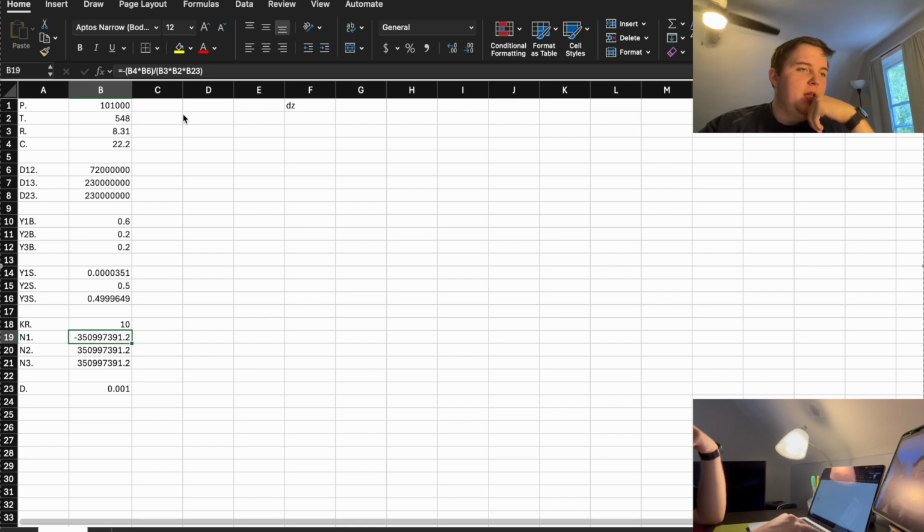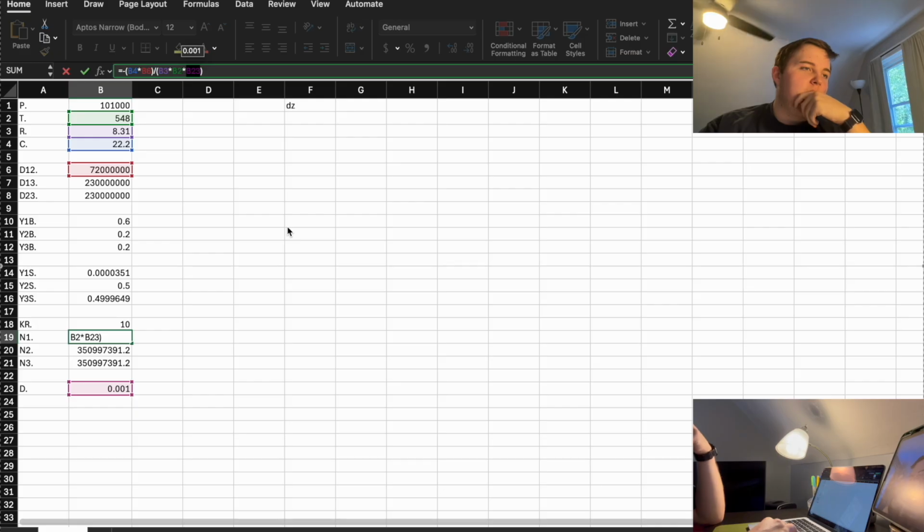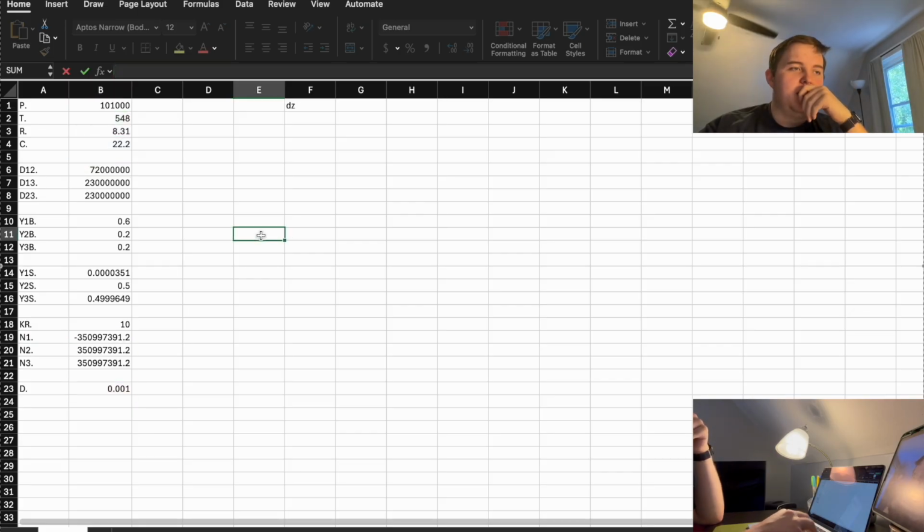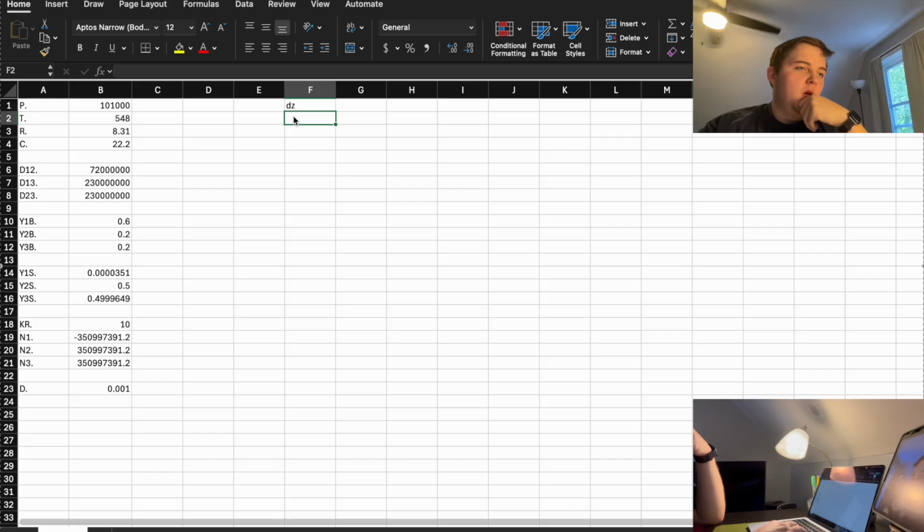Then our reaction rate was 10, and then we found our N1 by using this formula above. So we have our concentration multiplied by our D12 in the numerator, and then divided by our RTD in the denominator, which I showed in the last part of this video. I just had a placeholder DZ here so I know what to start with, so I don't blank in my brain. So I think that's good.